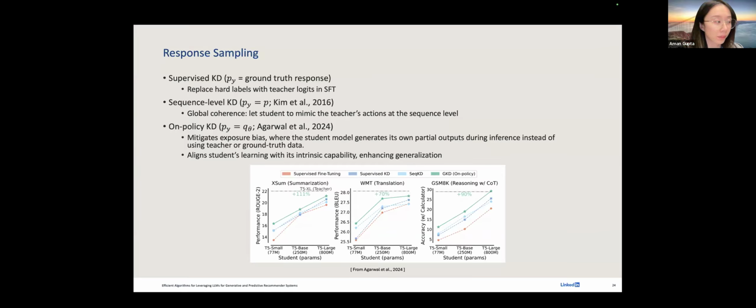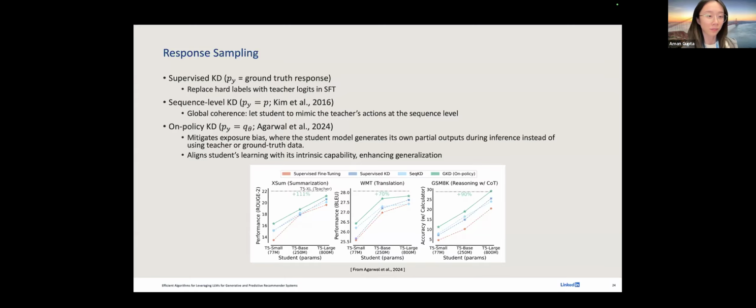And beyond that, sequence level distillation ignores the response in the ground truth and instead uses the response autoregressively generated by the teacher LLM. This actually provides a better global coherence in the sense that it not only captures the next token probability prediction, but also lets the student try to mimic the teacher's actions at the sequence level, not only at the token level.